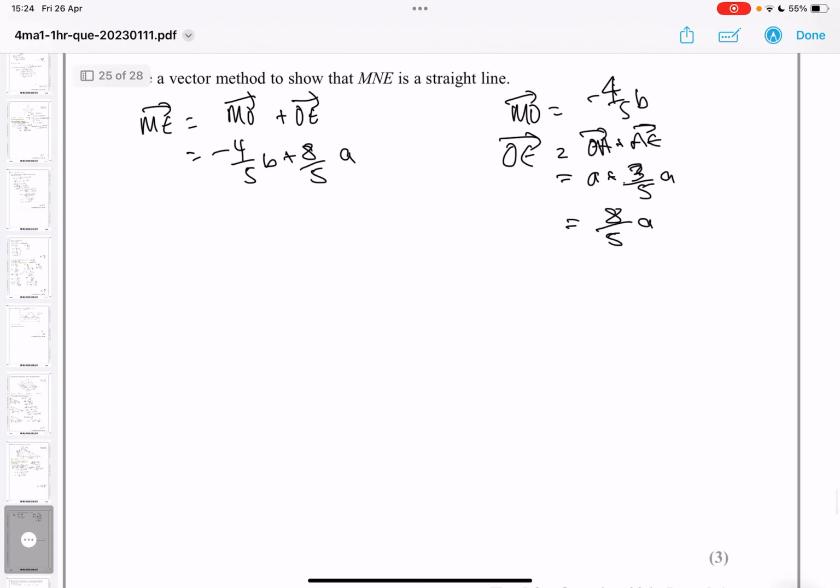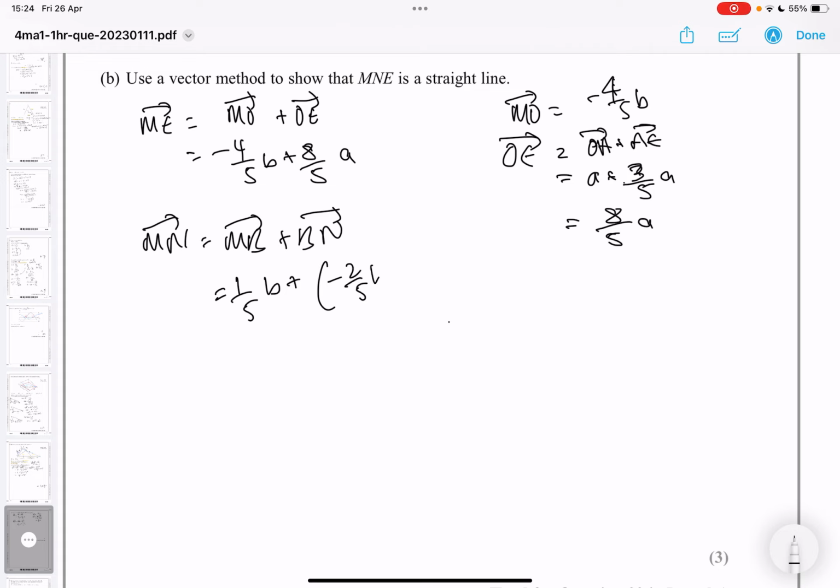MN is equal to MB plus BN. MB is 1/5 of B, and BN, which we worked out earlier, was minus 2/5 B plus 2/5 of A. So now if we simplify this, 1/5 B minus 2/5 B is minus 1/5 B, and plus 2/5 A.